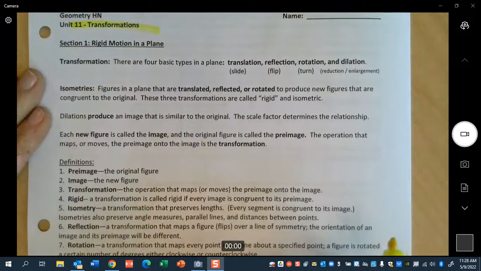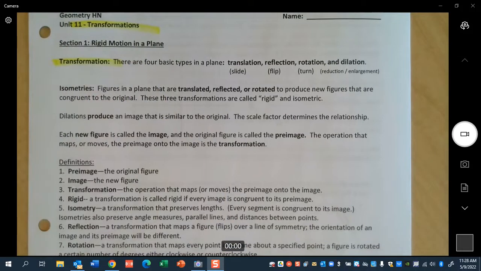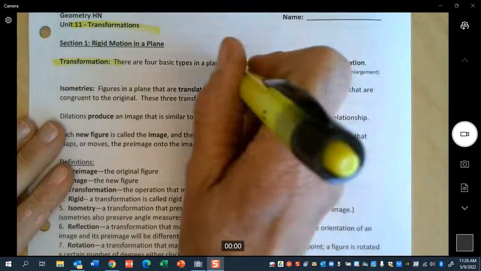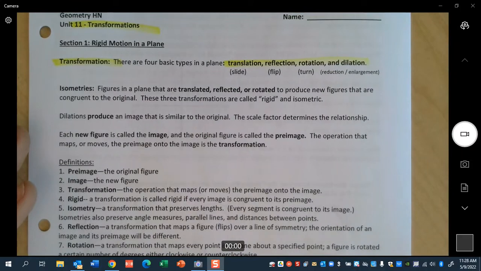All right, transformations. In general, when we talk about transformations, we have translations, reflections, rotations, and dilations. You've actually had these words before. Your translation is a slide. So anytime you take something and you slide it on the coordinate plane, that's what we're going to call a translation.